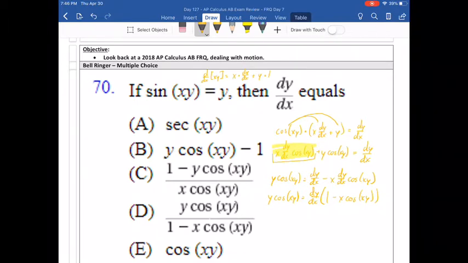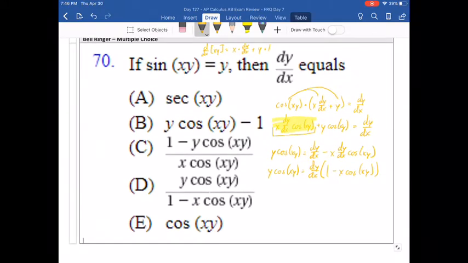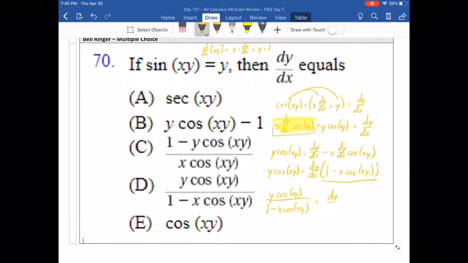So now we have a singular dy/dx. We don't have two of them anymore. Now we can divide both sides by this entire term. So we're going to divide both sides by 1 minus x cosine of xy. So we end up with y cosine of xy all over 1 minus x cosine of xy equaling dy/dx. So we got the dy/dx by itself, and we're done.